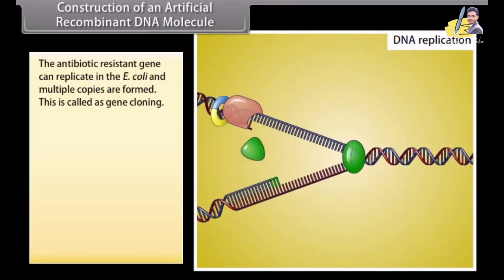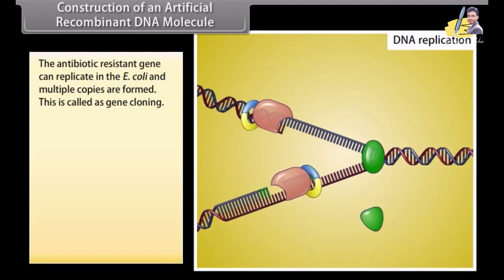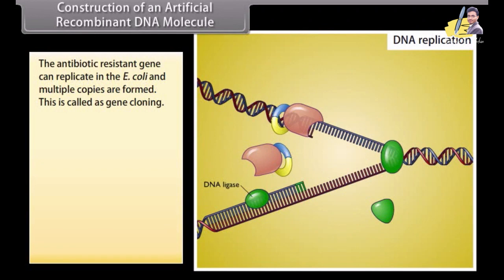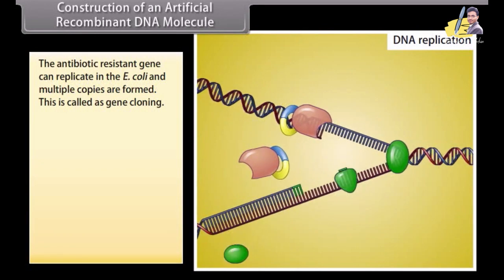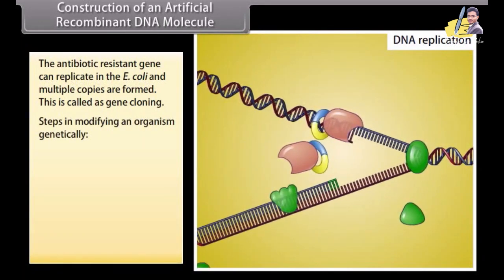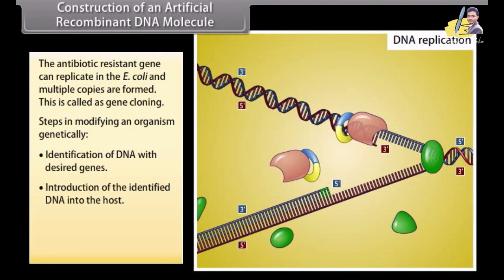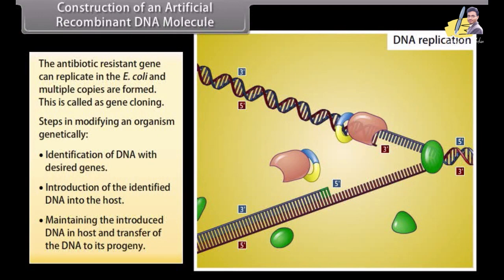The antibiotic resistance gene can replicate in the E. coli and multiple copies are formed. This is called gene cloning. Steps in modifying an organism genetically: identification of DNA with desired genes, introduction of the identified DNA into the host, maintaining the introduced DNA in the host, and transferring the DNA to its progeny.